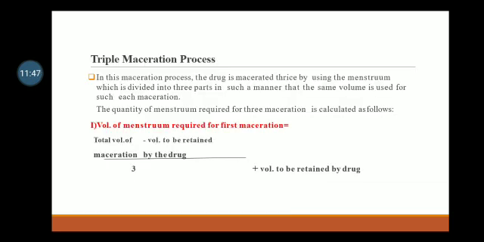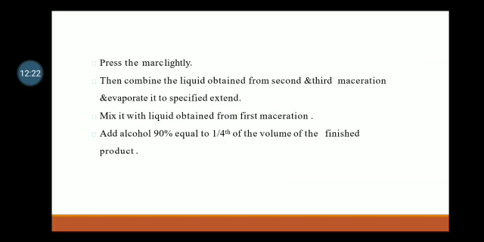Triple maceration process. In this maceration process, the drug is macerated thrice by using the menstruum, which is divided into three parts in such a manner that the same volume is used for each maceration. The quantity of menstruum required for three macerations is calculated as follows. First, the volume of menstruum required for the first maceration is equal to the total volume of menstruum minus the volume to be retained by the drug, divided by 3, plus the volume to be retained by the drug.